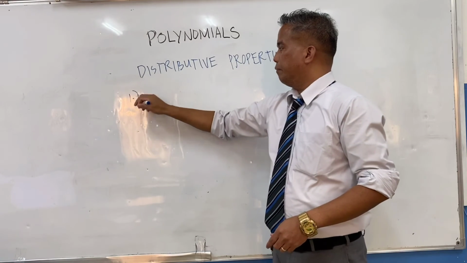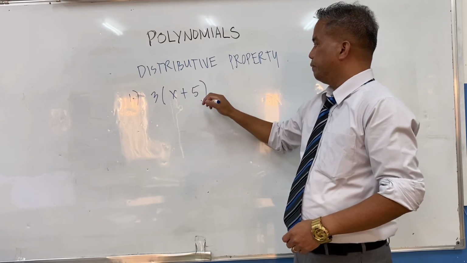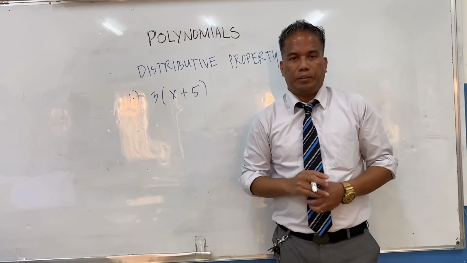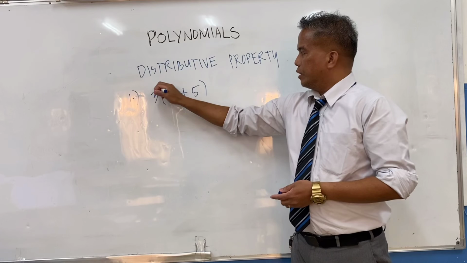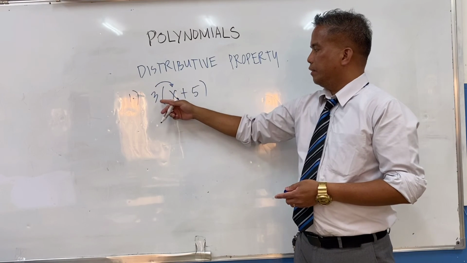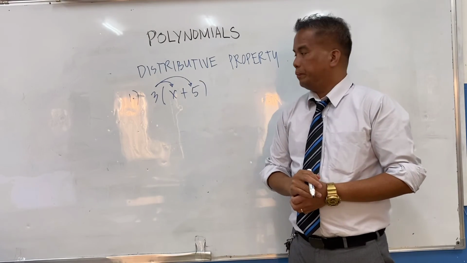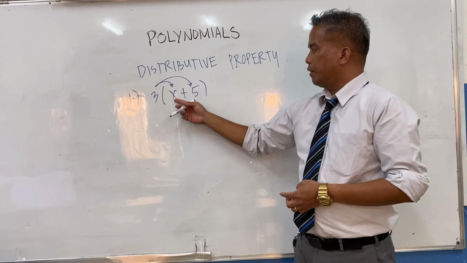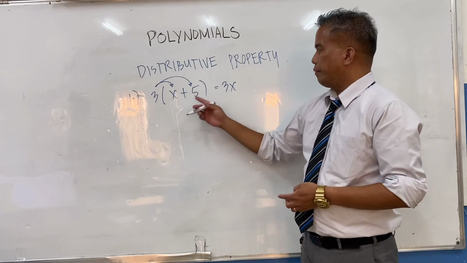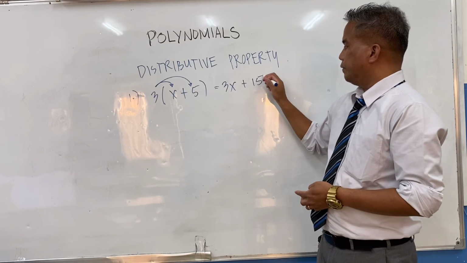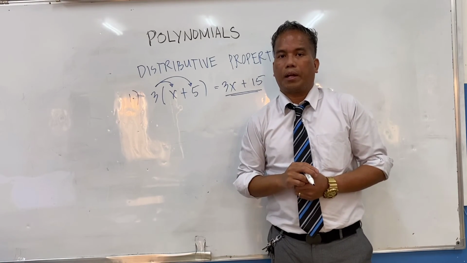For example, we have 3 times (x plus 5). If we apply here the distributive property of multiplication, distribute the whole number 3 to x, then 3 to positive 5. 3 times x is equal to 3x, then 3 times 5 is equal to 15. So this is now the answer using the distributive property of multiplication.